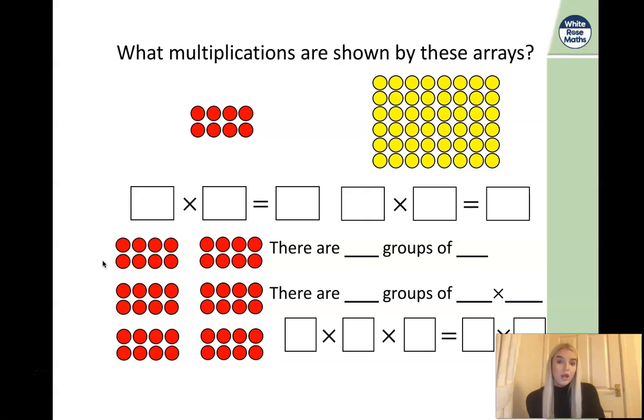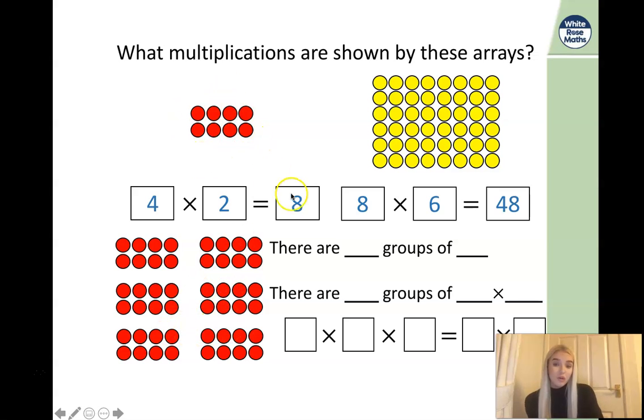Okay, so what are the red counters representing then? So the red counters are representing 4 multiplied by 2, which gives us 8. And the yellow counters are representing 8 multiplied by 6, which gives us 48. Now down here we can see that there are several groups of these counters. But how many groups do we have? We can count them. 1, 2, 3, 4, 5, 6 groups.